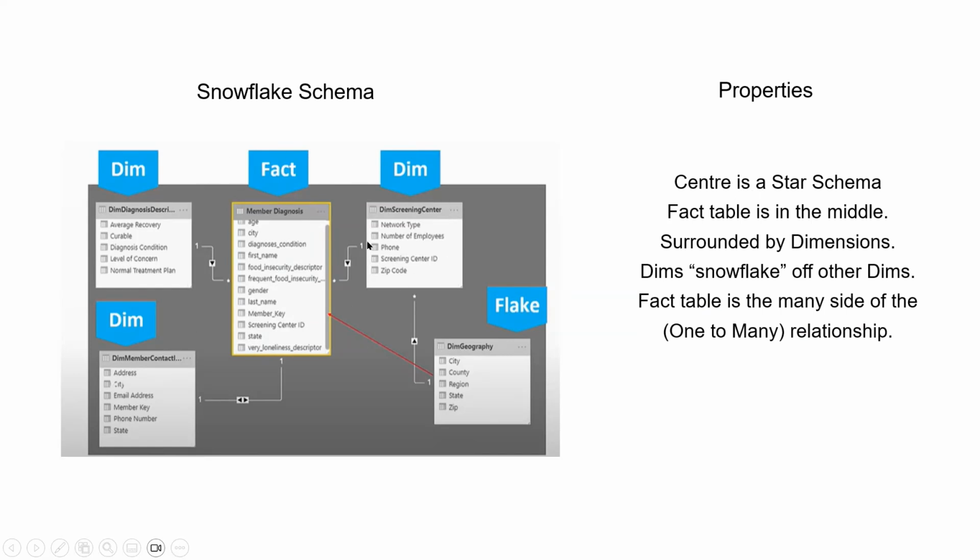The center of it is a star schema. Yeah, we have that here: a fact table in the middle, like we had before. It's also surrounded by dimension tables. Then dimension snowflakes of dimensions, snowflakes of other dimensions. So this dimension table is flaking off this dimension table. That's the major difference, or the only difference actually, between the star schema and the snowflake schema. The fact table is the many side of the one-to-many relationship like we had before.